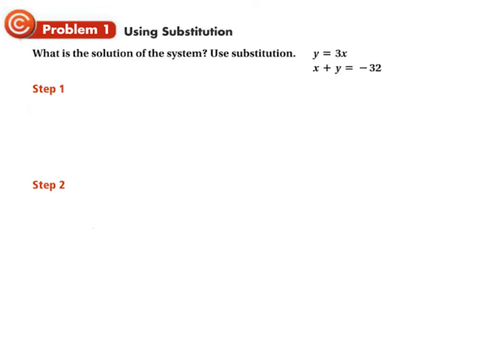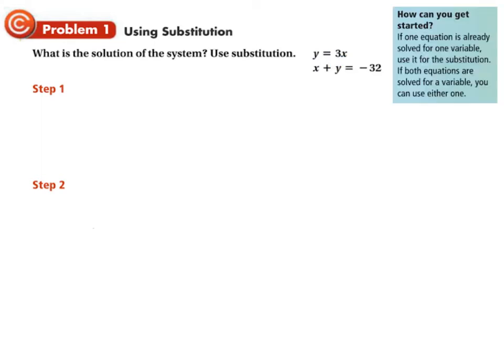So, what do we do? This is what it's going to look like mathematically. What is the solution of the system? Use substitution. Check out what we know. We know that y is equal to 3x. Now, it says here that if one variable is already solved for, which this just says y equals, we know what y equals. Okay? Then we can use it nice and neatly for substitution. Wherever we see y, we put 3x in.